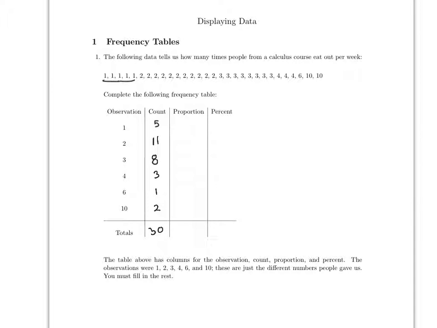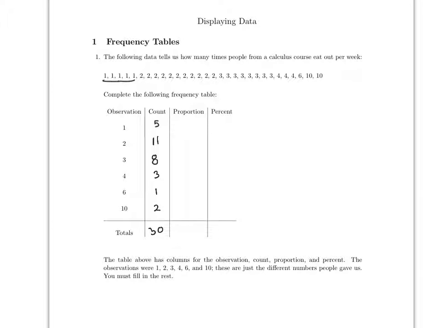Now that's important because the next thing we want to do is calculate the proportion. That is, yeah, it's awesome that 5 people ate out once, but really, is 5 a big number? Is it a small number? That is, how big is 5 with respect to the entire class size? This is what proportion tells us. It's also called the relative frequency. That is, how frequent it is relative to the overall sample size.